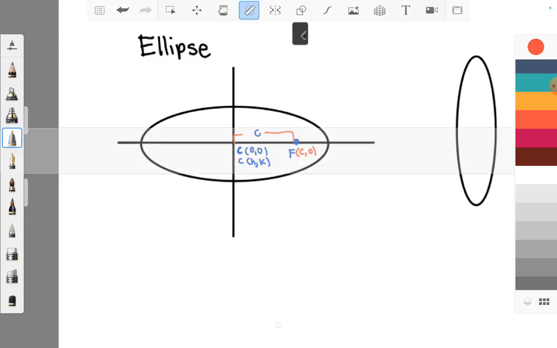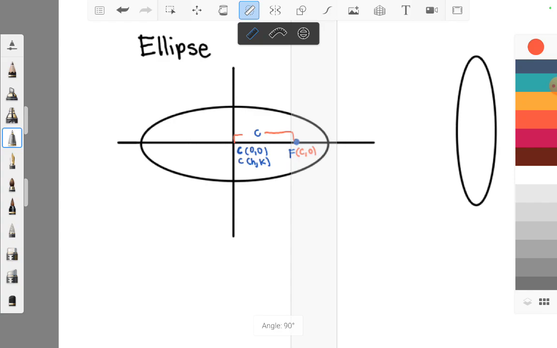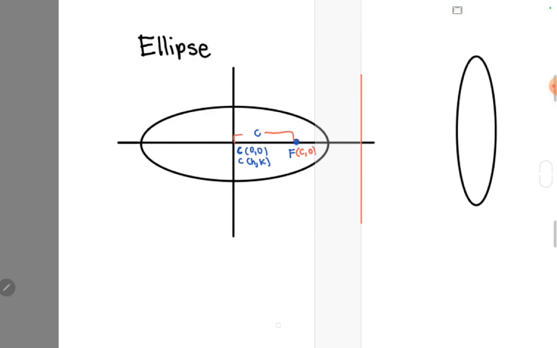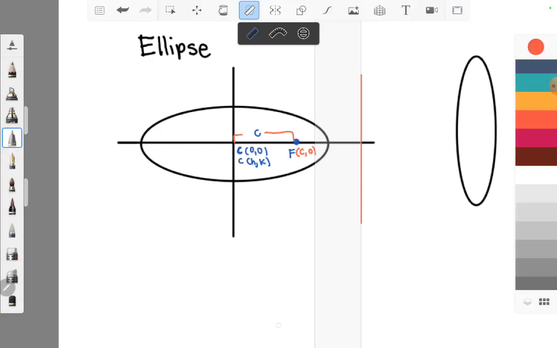Next is our directrix. Our focus is the fixed point, and our directrix is our fixed line. Let's say this will be our directrix. Our directrix has a distance from the center equal to a over e. So the distance from the center to our directrix, which, as I have said, is the fixed line in our ellipse, is a over e.